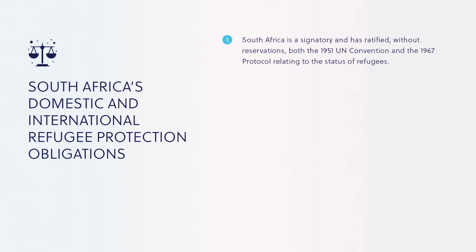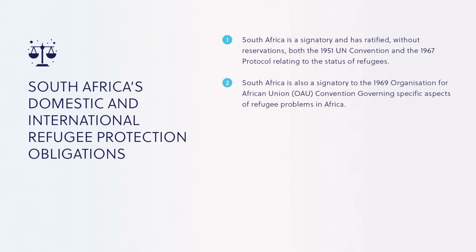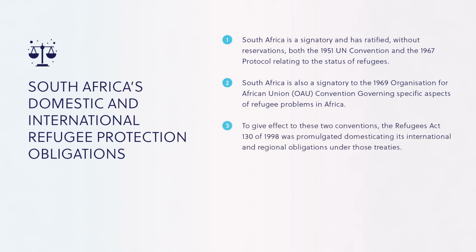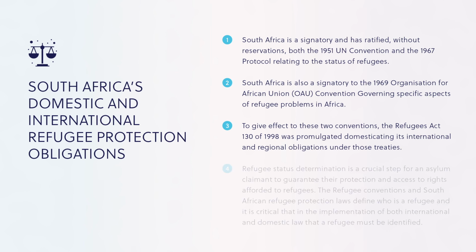South Africa's domestic and international refugee protection obligations. South Africa is a signatory and has ratified without reservations both the 1951 UN Convention and the 1967 Protocol relating to the status of refugees. South Africa is also a signatory to the 1969 Organization of African Unity (OAU) Convention governing specific aspects of refugee problems in Africa. To give effect to these two conventions, the Refugees Act 130 of 1998 was promulgated, domesticating its international and regional obligations under those treaties.